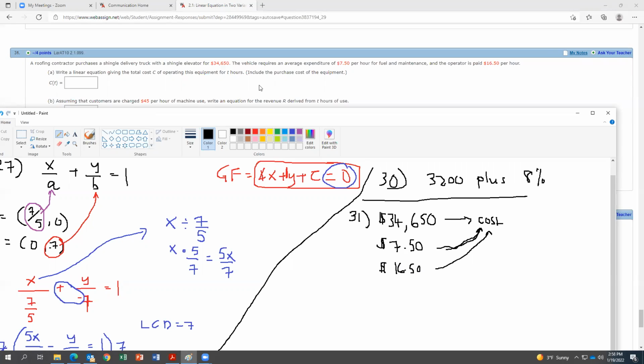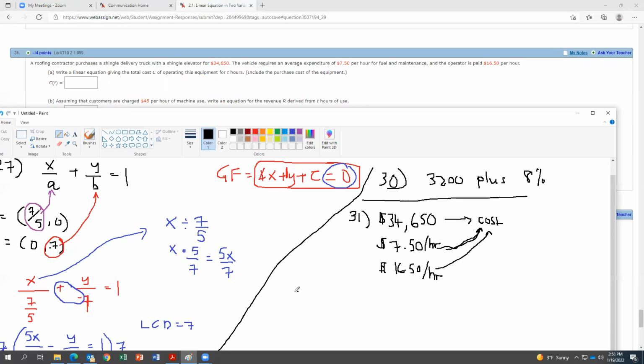Now, as you know, this $34,650 is not every hour. This is fixed. That means you only buy it one time. But this is per hour, and this is per hour. That means that every hour it costs this much.